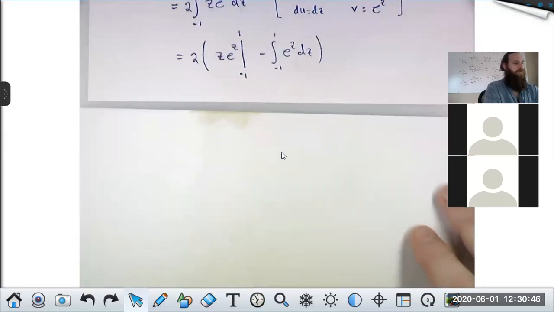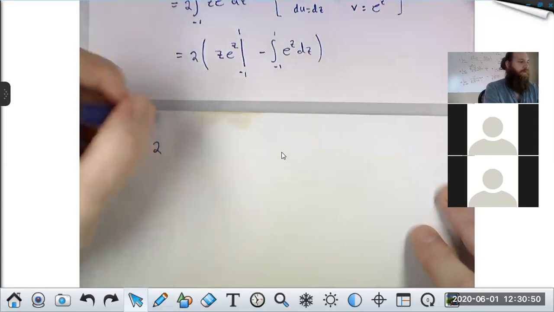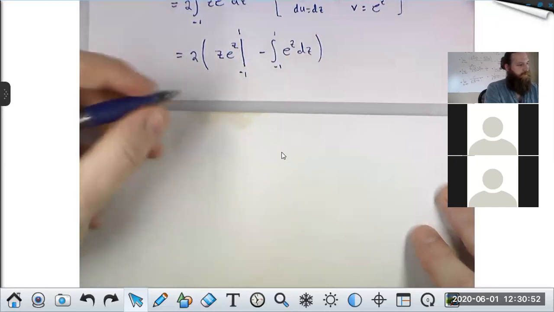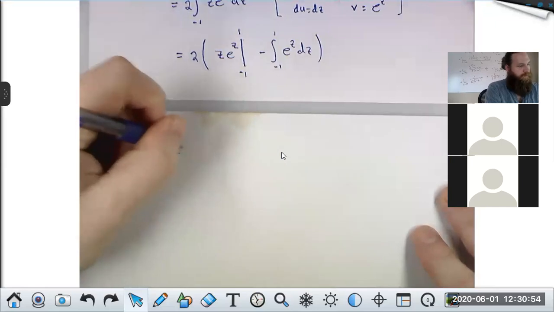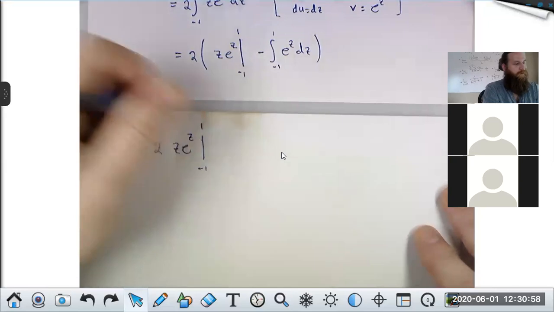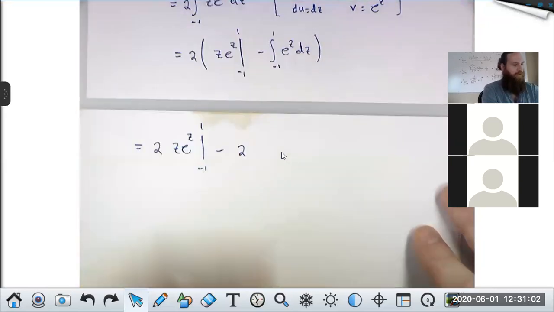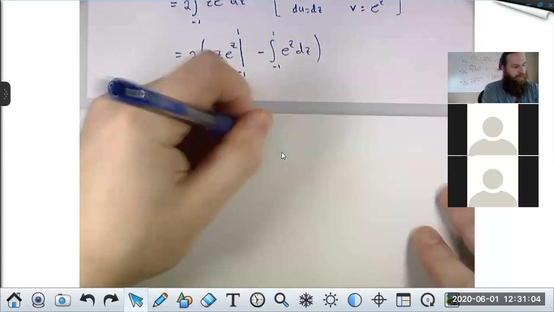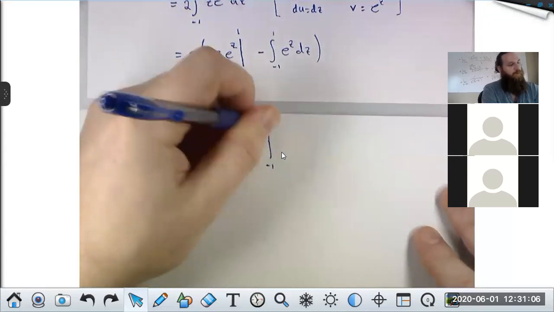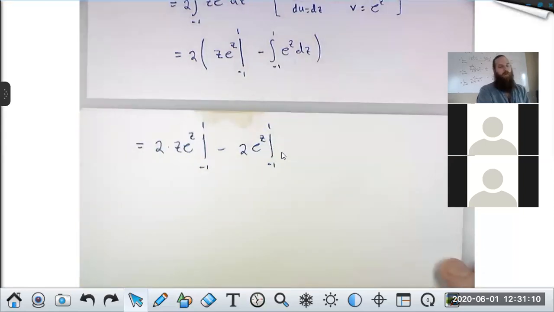So I have 2 times z e to the z from -1 to 1 minus 2 times the antiderivative, which is just e to the z, from -1 to 1. So I distribute the 2 and cook up my antiderivative in one step there because the antiderivative is very easy.